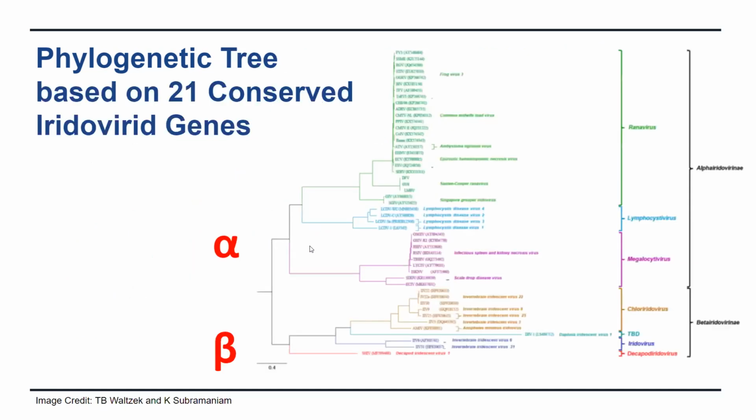That's shown here in the next slide. A phylogenetic tree using 21 of these conserved genes clearly divides the family into two subfamilies. The insect viruses, the Betairidovirinae, are down here. The vertebrate viruses are here. And you can also see that the three genera we defined on physical features are also separated phylogenetically. These are the megalocytoviruses, these are the lymphocystis viruses, and these are the ranaviruses. Now, if you look at the ranaviruses, you can clearly see three demarcations. This is Singapore grouper iridovirus, this is largemouth bass virus and its relatives, and a variety of closely packed viruses.